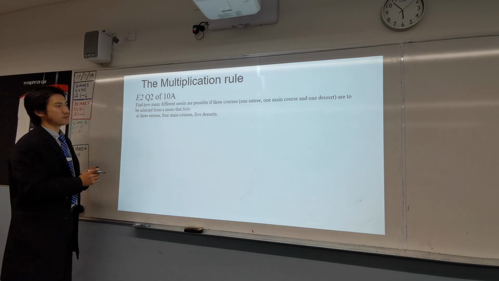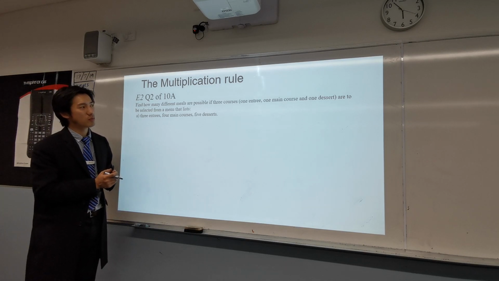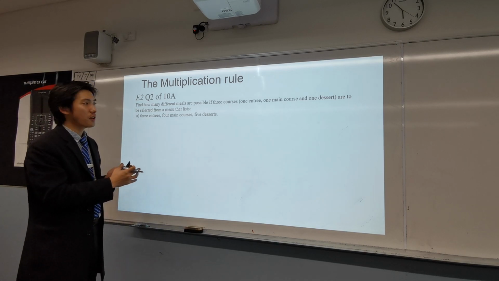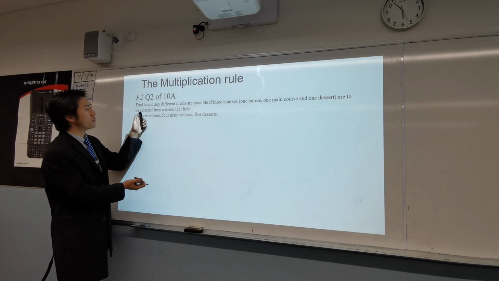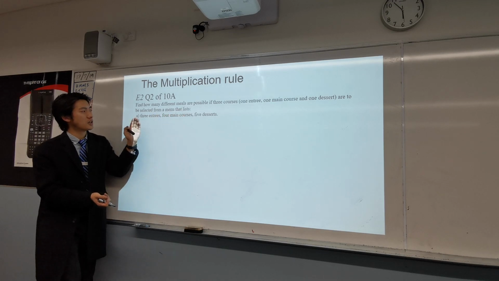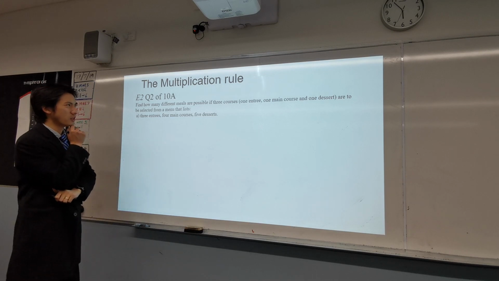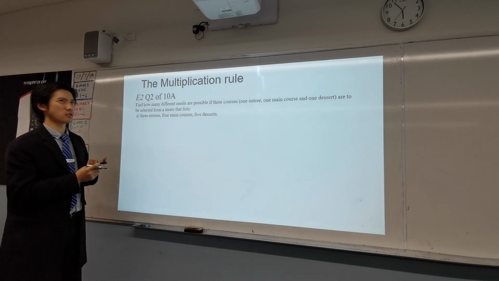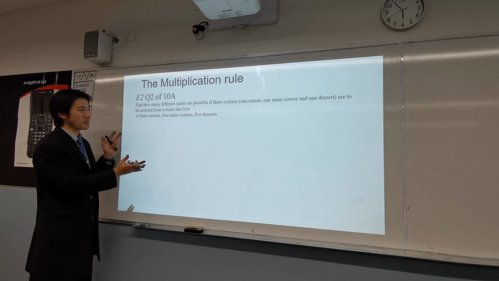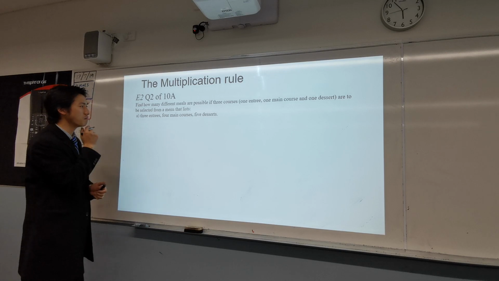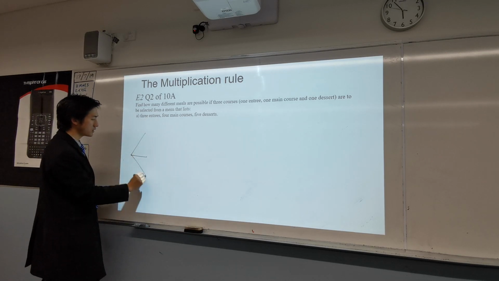Find how many different meals are possible if 3 courses, which form 1 entree, then 1 main course, and then 1 dessert, are to be selected from a menu that lists 3 entrees, 4 main courses, and 5 desserts. Okay, well, the title's multiplication rule, so it's got to be in there somewhere. But let's try and draw a tree diagram first to see how the multiplication rule fits in. We start off by selecting one of 3 entrees. That's our first stage.